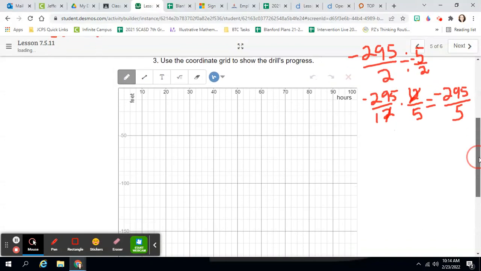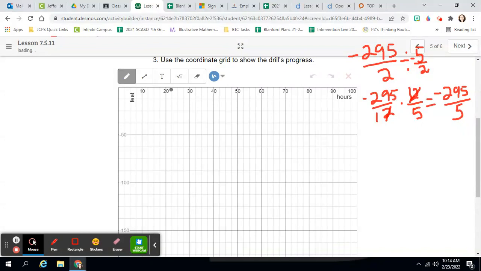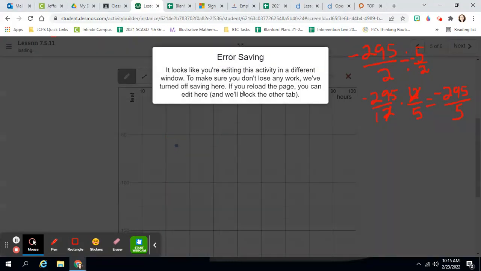It's all showing negative 50, negative 100, and the time is always positive. So for the first one, it's got to be 24 hours. I know that's a little less than halfway between 20 and 30. And if this is negative 50 and this is negative 100, halfway between there is 75. So 60 is going to be half of the half. So this should show the progress for the first one.